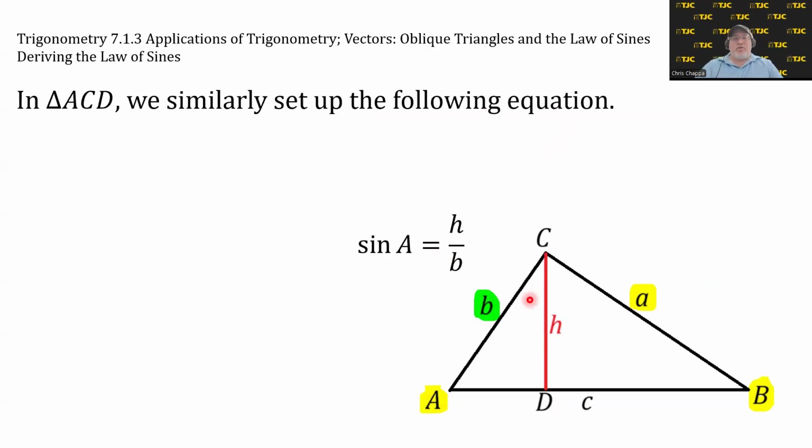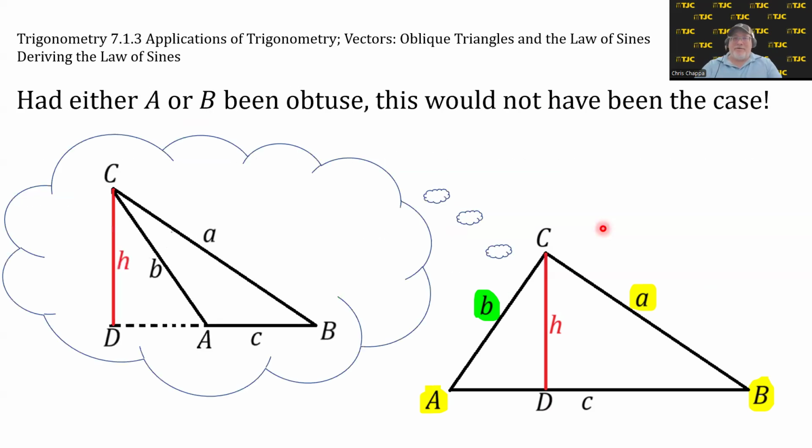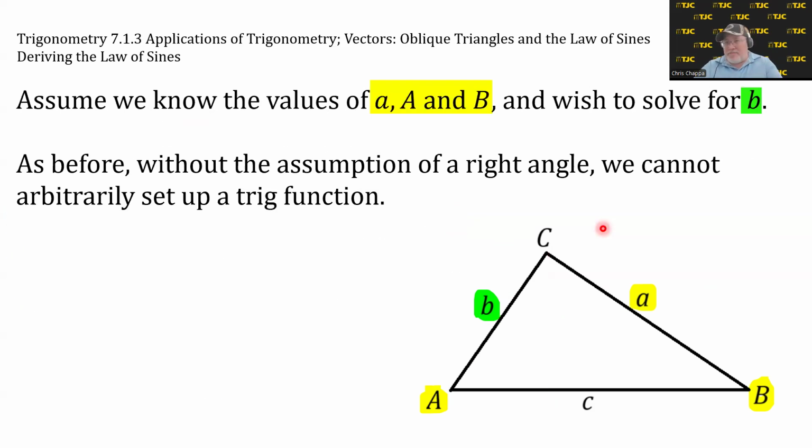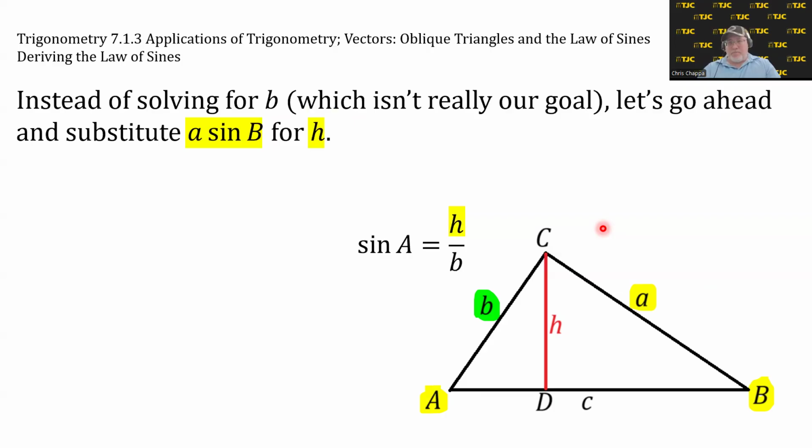Now, on the other triangle, ACD, we similarly set up the following equation. Sine of A equals h over b, because sine in a right triangle is opposite, which is h, over hypotenuse, which is b. Now, instead of solving for b, which really isn't our goal, we're really trying to set up a relationship. So solving for b is not really critical. What's critical is getting an equation that contains angles A and B and sides a and b. So let's substitute a sine of B for h inside this equation, which gives us sine of A equals a sine of B over b.